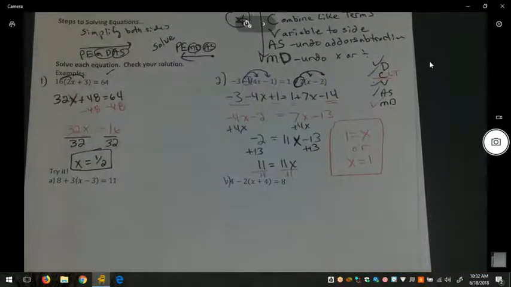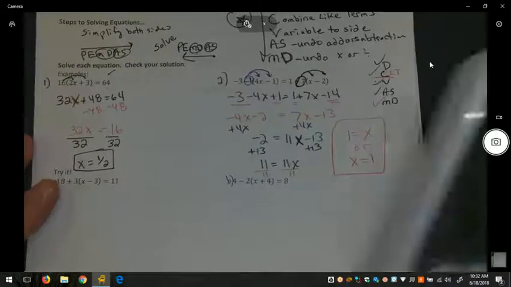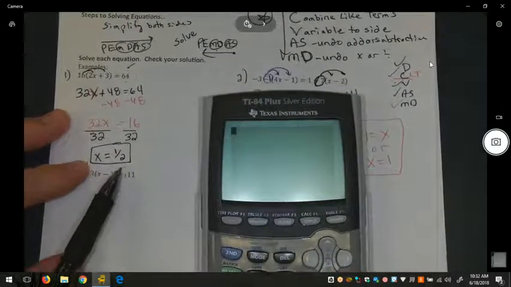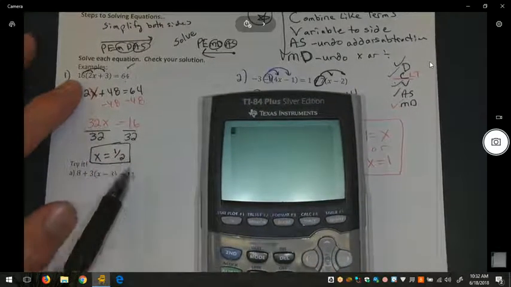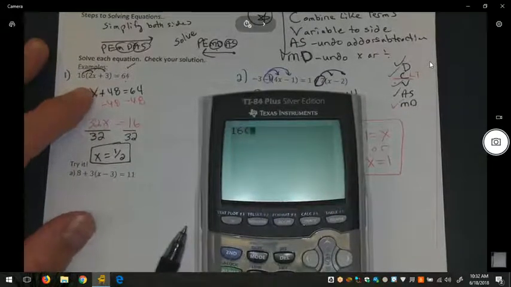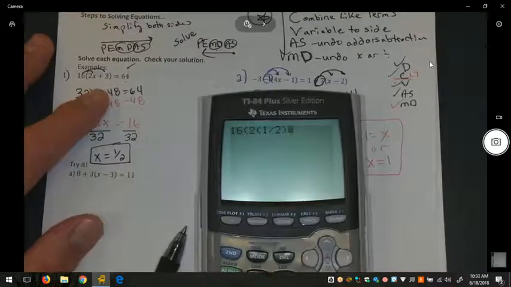Try letters A, B, C, and D. When you're finished, you should be able to do the following. Using your calculator or just doing the calculations in your head, plug the number back in. So for example 1, we have 16 by 2 times 1/2. Notice the number I plugged in went in its own set of parentheses.